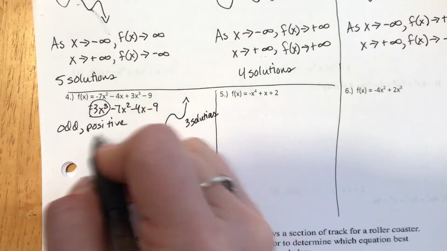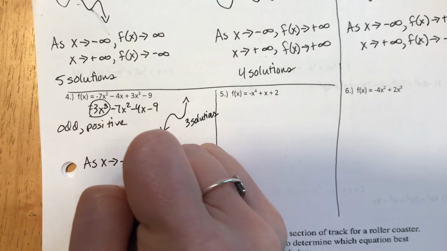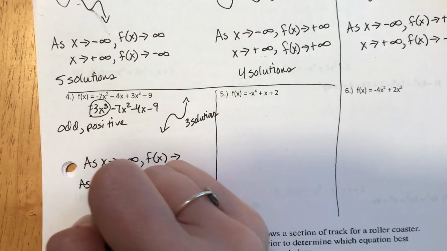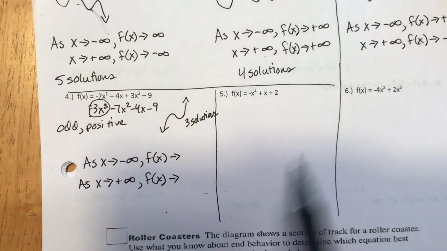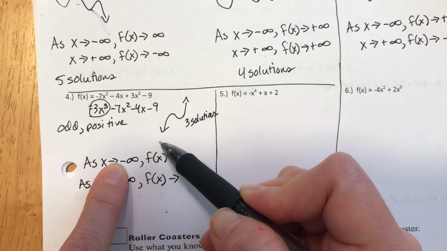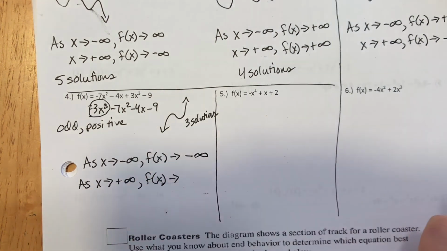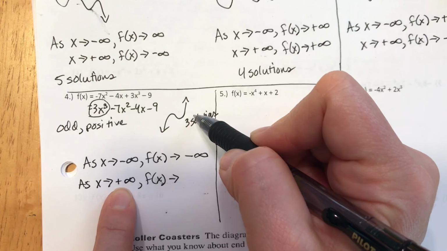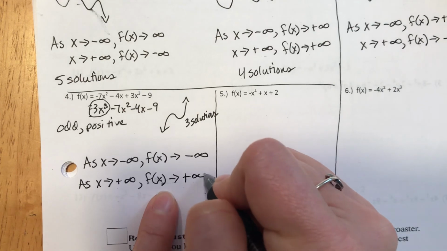Alrighty, so now we need to write down our end behavior. So I hope you guys did this. As x goes to negative infinity, what happens to f? And as x goes to positive infinity, what happens to our y, our f of x? So as x goes to the left, what happens to the y? It goes down. Down we write as negative infinity. As x goes to the right, what happens to our y? Our y goes up. So if our y goes up, that means positive infinity.